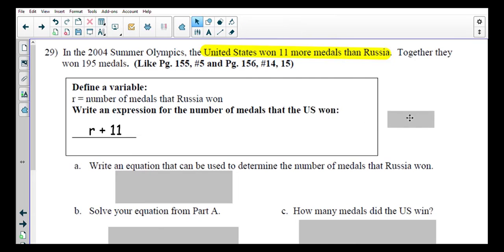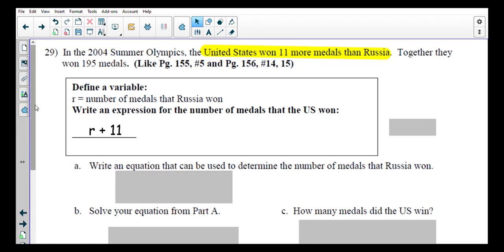So if Russia won R medals, then we can represent the number of medals that the United States won as R plus 11. Now, while we could say Russia plus the United States equals 195, that's great. That's information that we know. But if we have two variables and two unknowns, it doesn't really help us find our final solution. But if we can use the same variable more than once, and we did see some questions like this earlier in the unit as well, R can represent the number of medals that Russia won. We know that the United States won 11 more, so we can represent that as R plus 11.